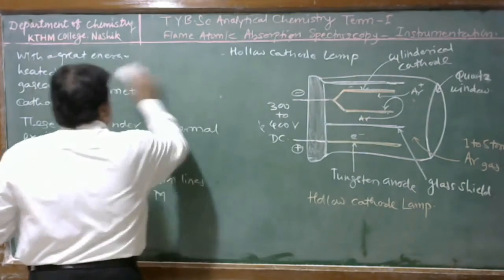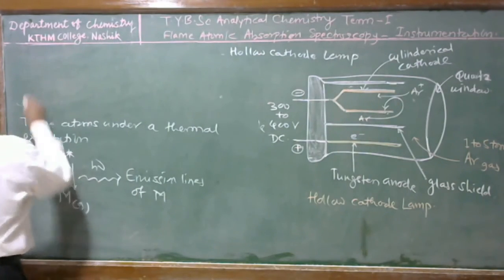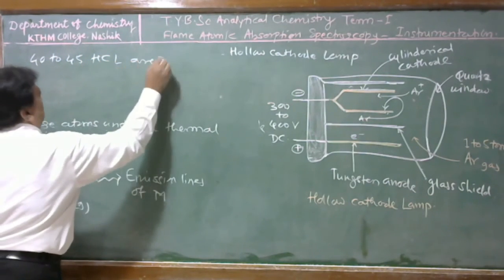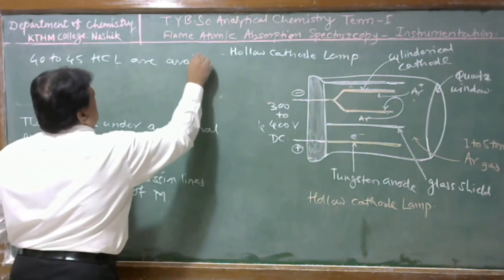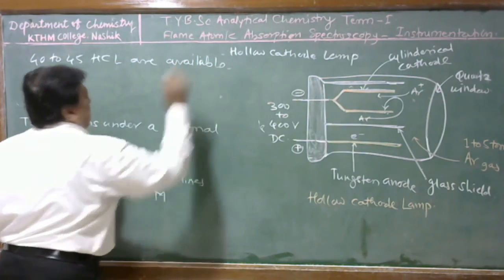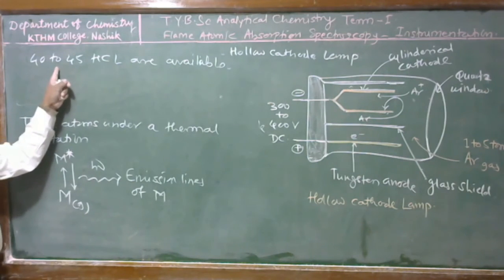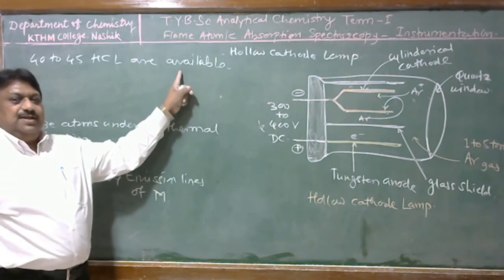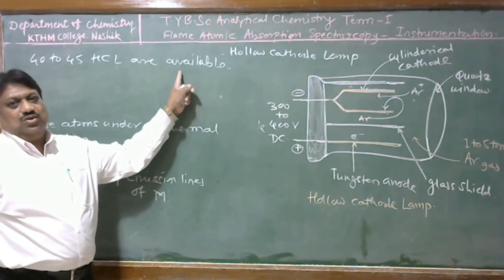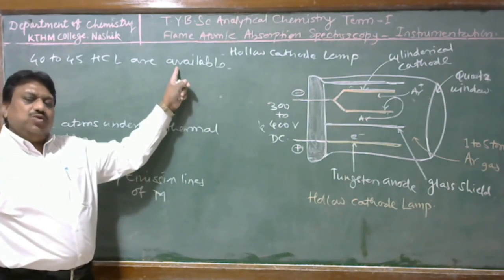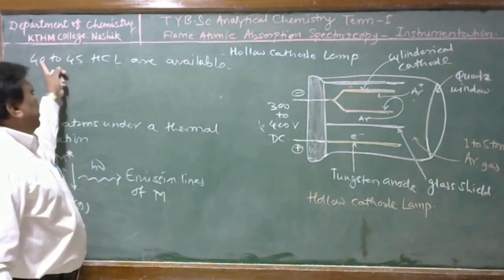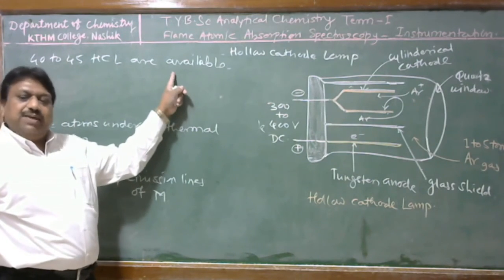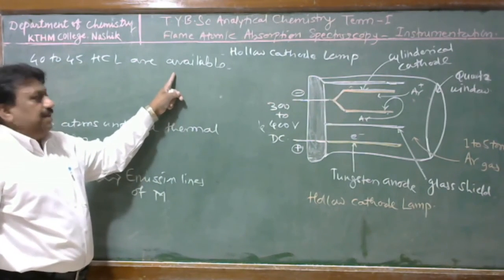In today's modern era, about 40 to 45 hollow cathode lamps are available for analysis of different elements, because a special hollow cathode lamp is required for analysis of a special element. That means for analysis of copper a copper hollow cathode lamp is required, for analysis of zinc a zinc hollow cathode lamp is required. Therefore, 40 to 45 types of metal hollow cathode lamps are commercially available for analysis of different elements.